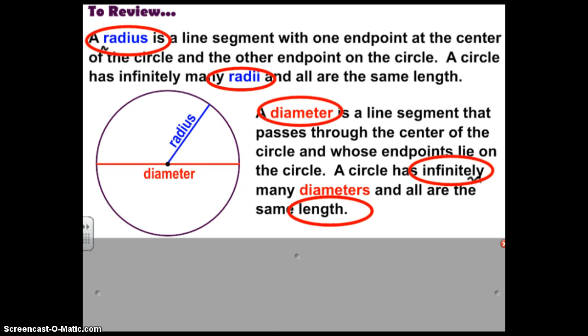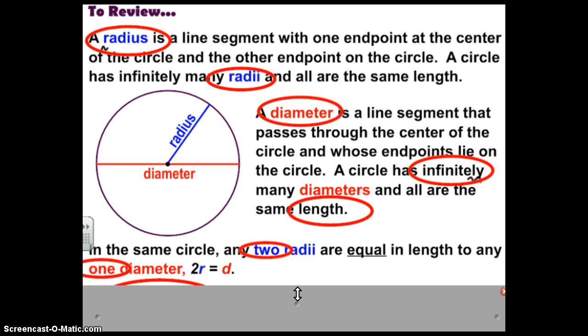A diameter is a line segment that passes through the center of the circle and whose endpoints lie on the circle. A circle has infinitely many diameters, and all of them are the same length. So here you can see that your diameter goes from a point on the circle to another point on the circle through the center. A radius starts at the center and goes to any point on the circle. You also can tell that this blue line, if we were to bring it down, would be the same length as half of this red one.